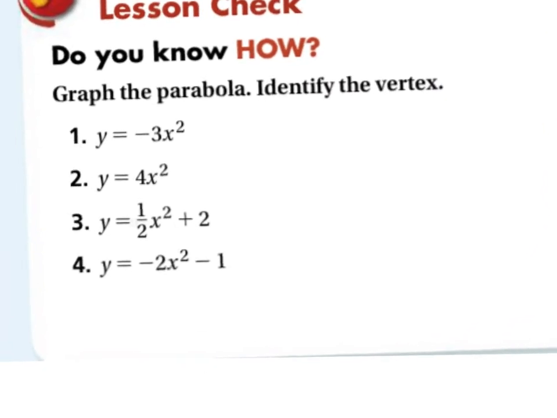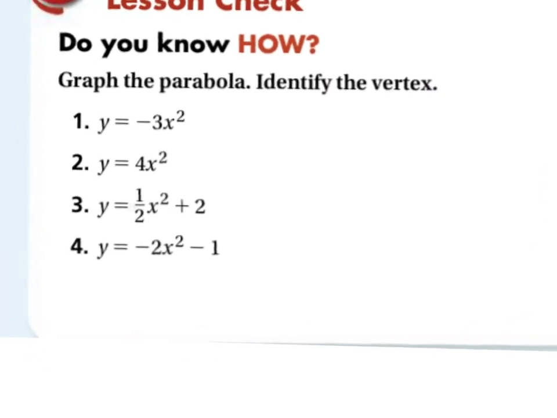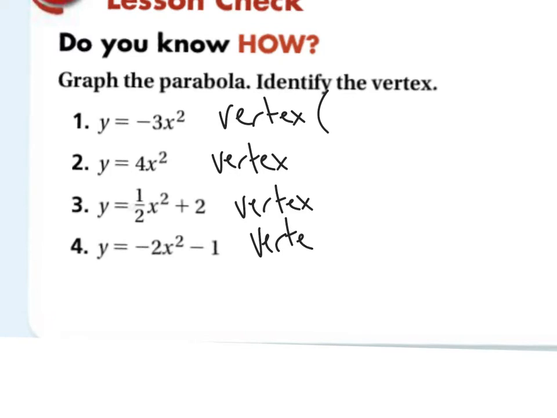The lesson check says graph the parabola, identify the vertex. Without graphing these, we'll just quickly mention what the vertex is going to be. So just remember, if there's just an x squared term and nothing else, the vertex is going to be at 0, 0. So that's going to be our first two.